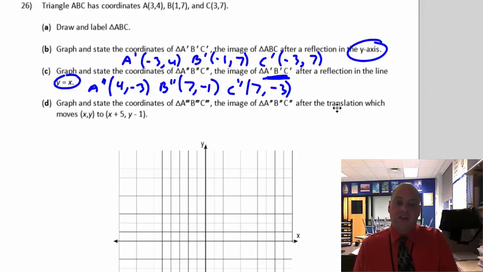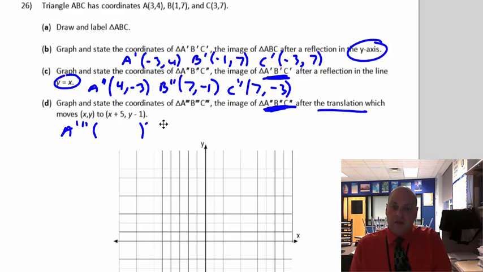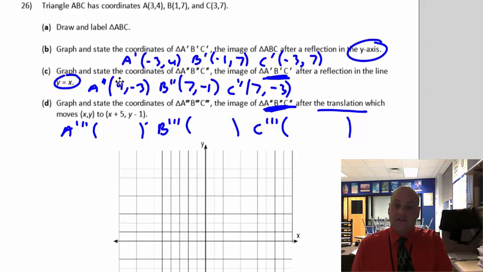And then my last one's a translation, but it's a translation of A prime prime. That's what A triple prime is going to be. So A triple prime, B triple prime, and C triple prime. What do I do? I take my x, I add 5. I take my y, I subtract 1. So here my x is 4, I'm going to add 5, that's 9. My y is -3, I'm going to subtract 1, I get -4. My x is 7, I'm adding 5, I get 12. My y is -1, I subtract 1, I get -2. 7 plus 5, 12, and then -4. Right? -3 minus 1, -4.